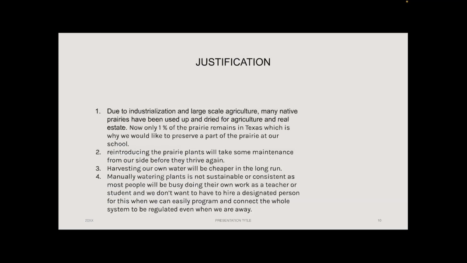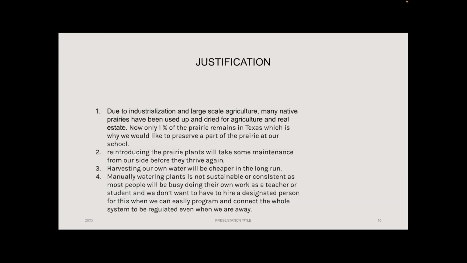Manually watering plants is not sustainable or consistent, because most people will be busy doing their own work as a teacher or a student, and we cannot hire a designated gardener or someone who just waters the prairie. That is just outside our scope. But with an automated irrigation system, we can easily program and regulate it, even when we're on holiday or on break.